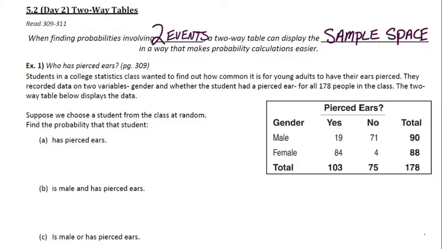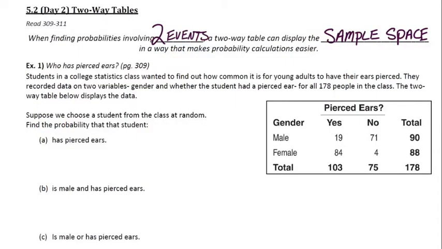So example 1 here is actually from our textbook. It says students in a college statistics class wanted to find out how common it is for young adults to have pierced ears. They recorded data on two variables, gender and whether the student had a pierced ear, for all 178 people in the class. The two-way table below, actually to the right, displays the data. Suppose we choose a student from the class at random. Find the probability that that student, in this case for part A, has pierced ears.